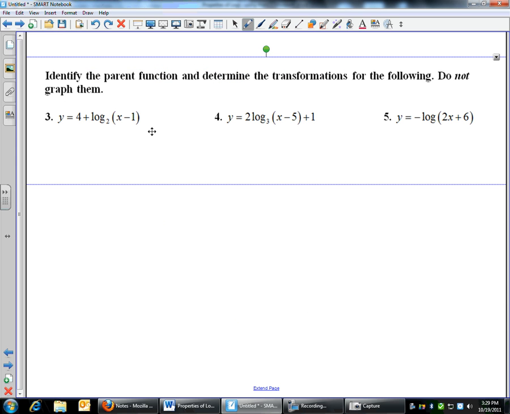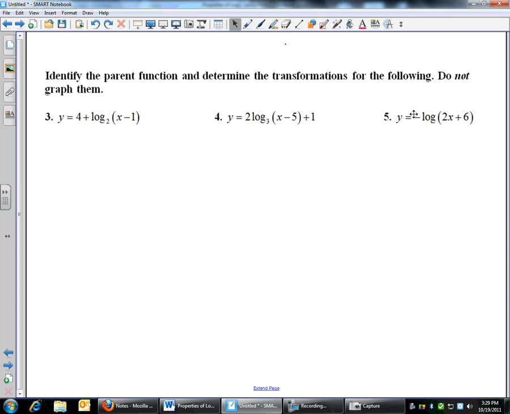What would help is if we could identify transformations and the parent function. So let's do, maybe not all 3 of these, but maybe numbers 3 and 5. Looking at 3, the parent function, if you stripped away all transformations, you'll be left with just y equals log base 2 of x. And I know that that would pass through the points (1, 0) and (2, 1). That's where I would start. Then you have your vertical asymptote on the y-axis.